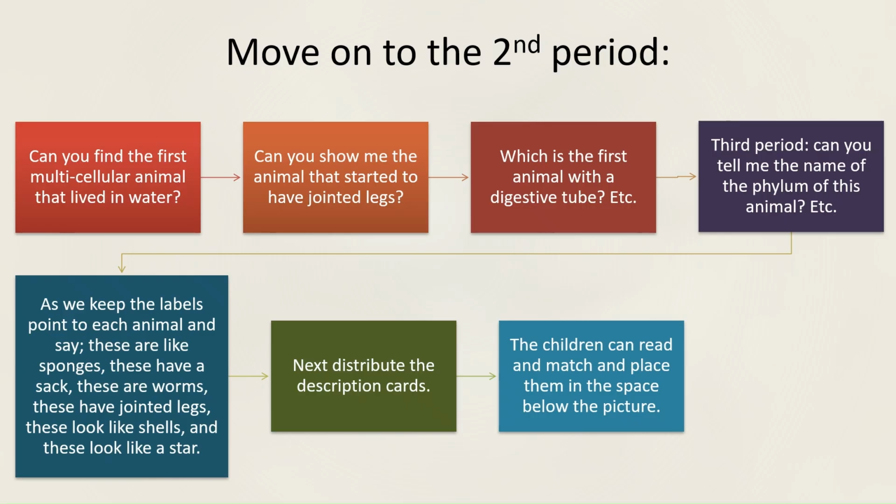As we keep the labels, point to each animal and say, these are like sponges. These have a sac. These are worms. These have jointed legs. These look like shells. And these look like a star. Next, distribute the description cards. Children can read and match and place them in the space below the picture.